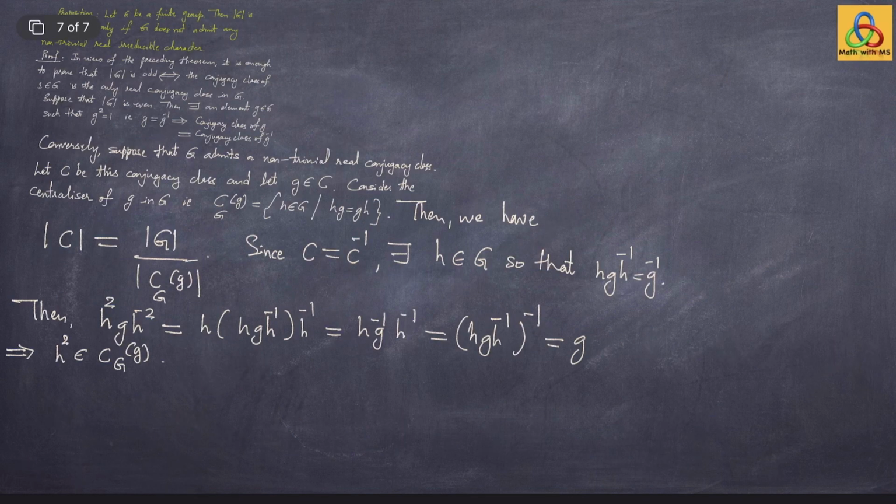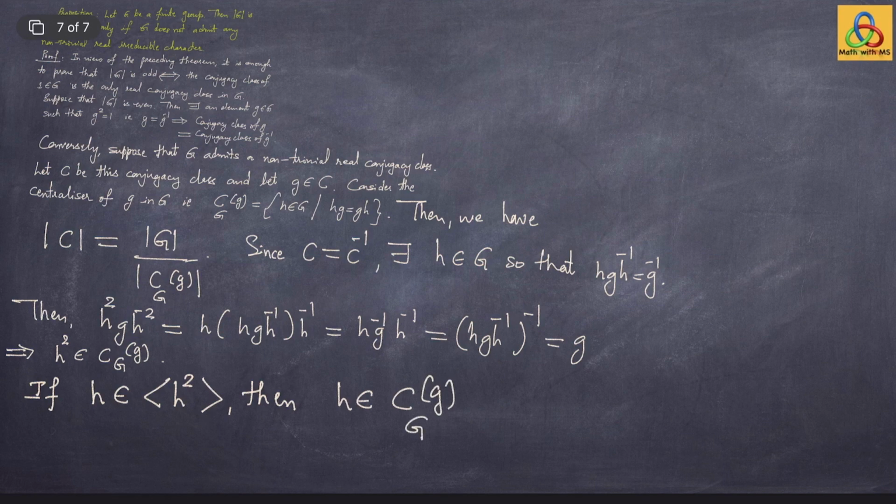Now we look at different possibilities. If h is in the subgroup generated by h square, then what happens? Then h is some power of h square, and h square centralizes g, therefore h also centralizes g. Then h also belongs to the centralizer of g in the whole of the group G.